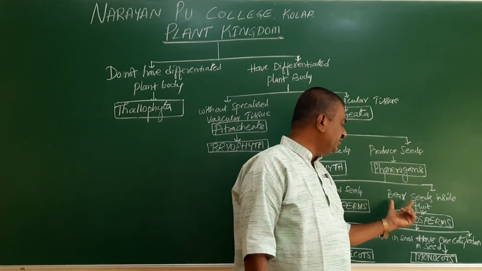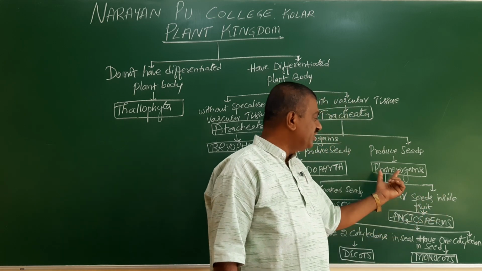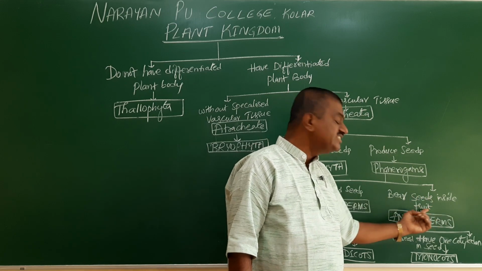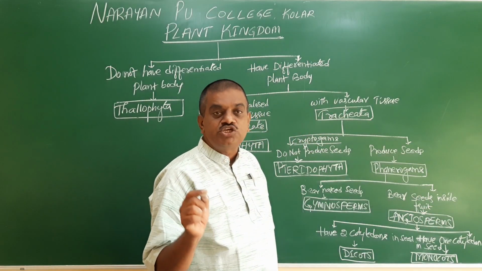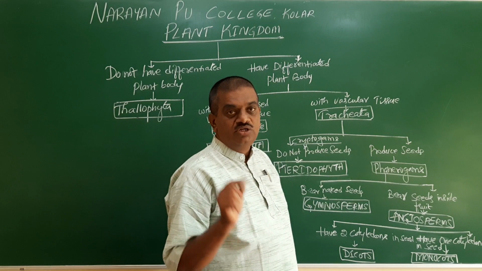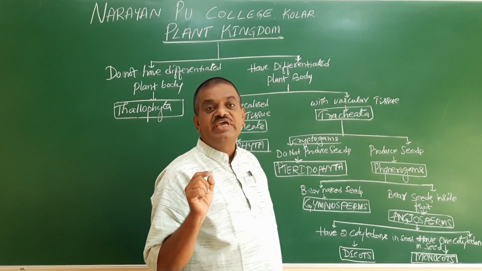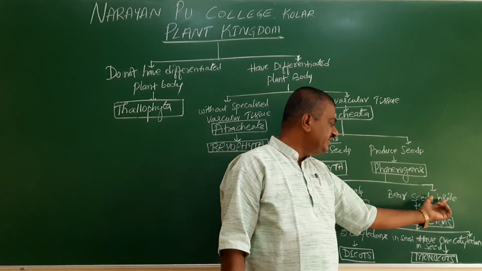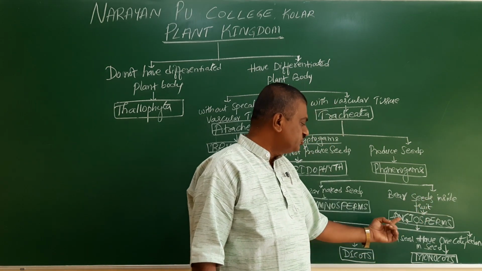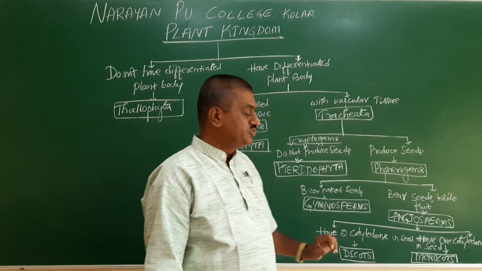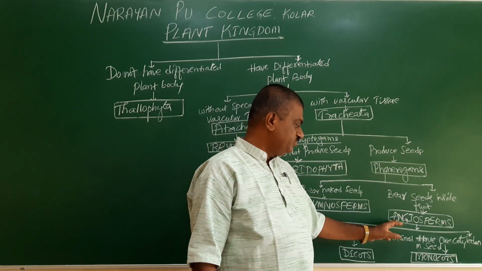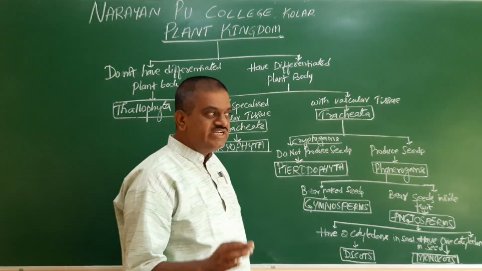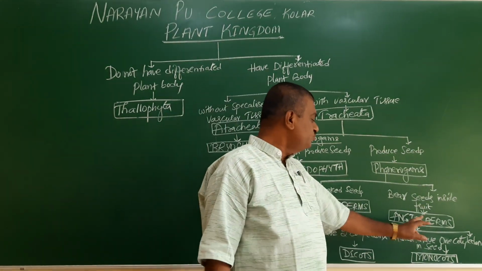Whereas when we come to the seed bearing fruit, we call it phanerogams, with the presence of seeds inside the fruit. We know that the seeds are covered by the fruit wall. The fruit wall is called pericarp. Inside the pericarp, the seeds are present. So the seeds are present inside the fruit, and they are called angiosperms. Angiosperms are called closed seeded plants. Here the seeds are covered by a fruit wall.